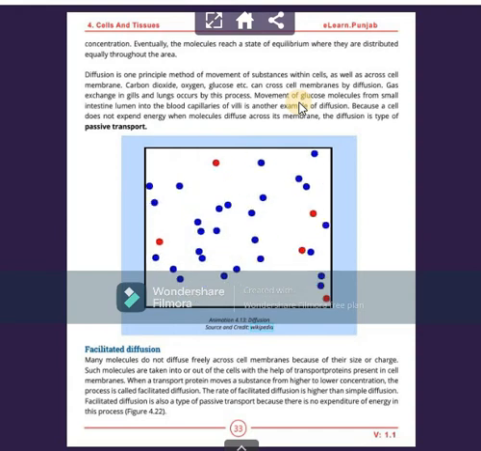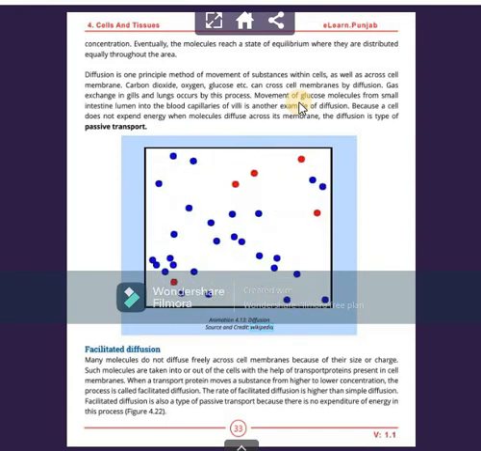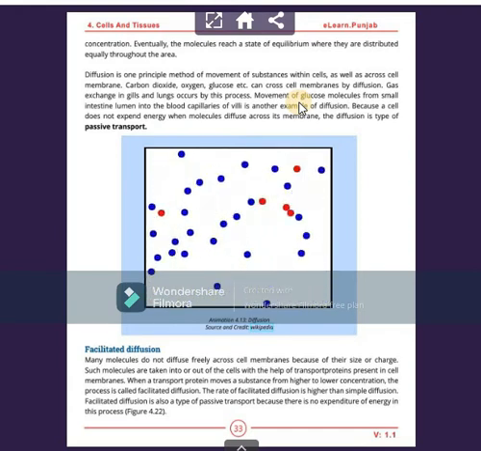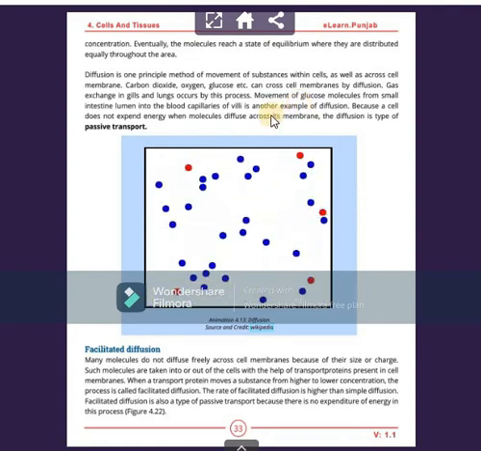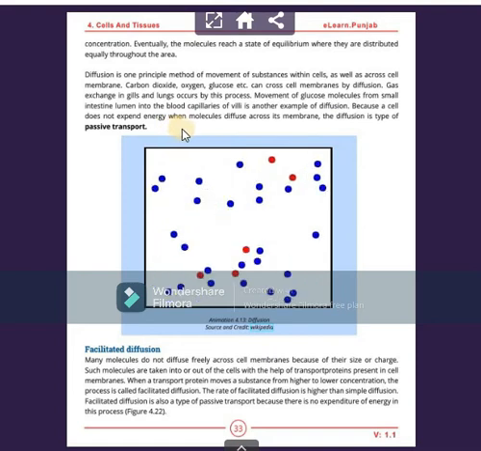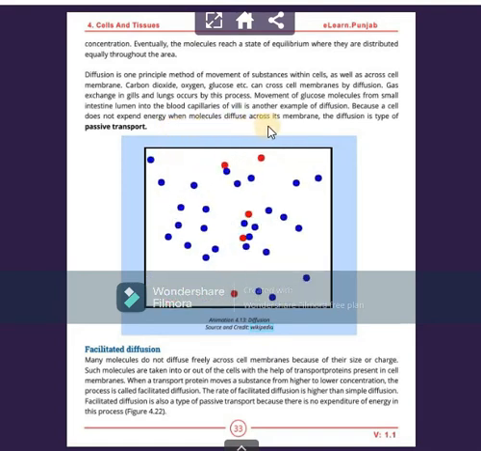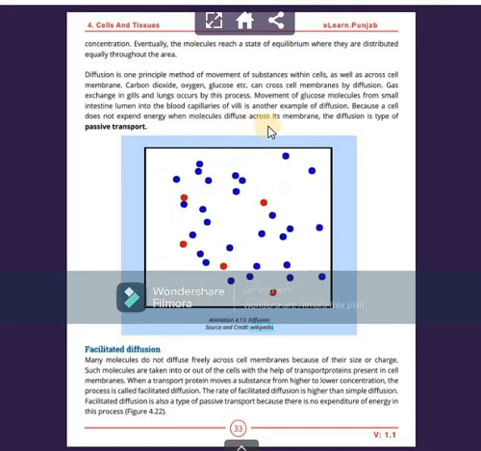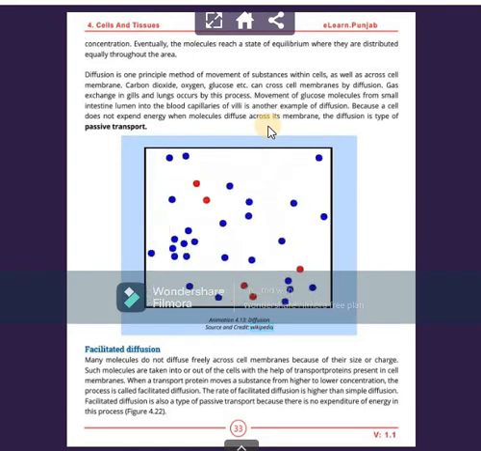Movement of glucose molecules from the small intestine, that is the lumen, into the blood capillaries of the villi is another example of diffusion, because a cell does not expend energy when molecules diffuse across the membrane. So diffusion is a type of passive transport.